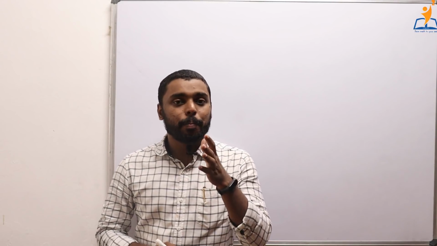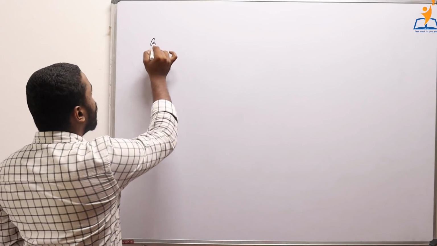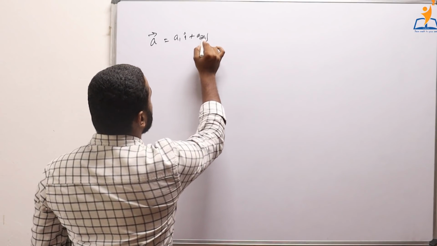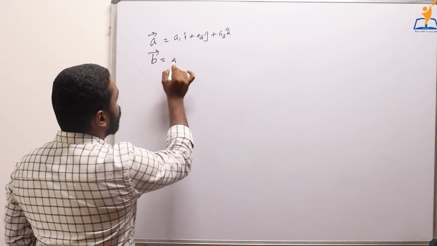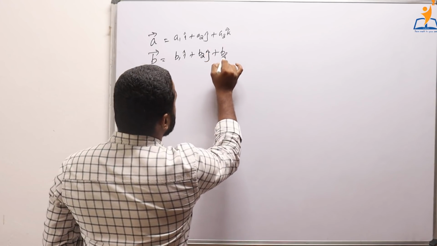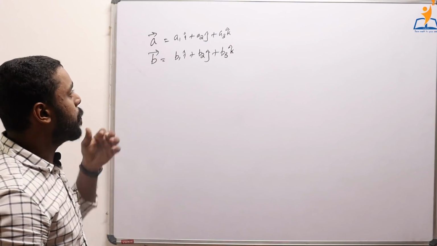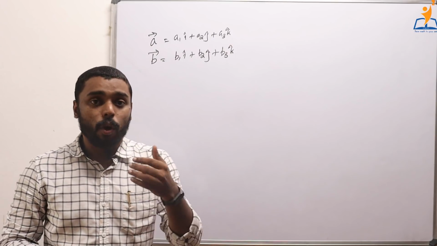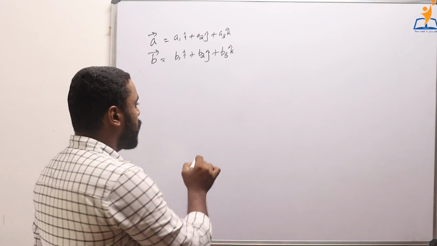Now we shall make a condition for collinearity of vectors. Suppose that we have two vectors, vector a is equal to a1 i cap plus a2 j cap plus a3 k cap, and vector b is equal to b1 i cap plus b2 j cap plus b3 k cap. Here we received two vectors a and b, and we are going to find a condition for collinearity of these vectors.